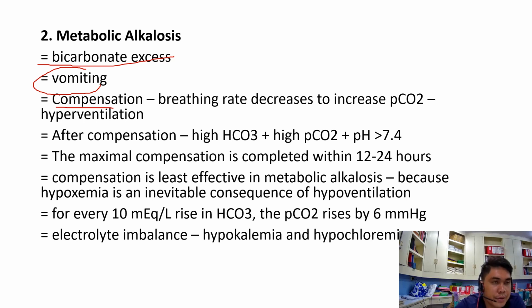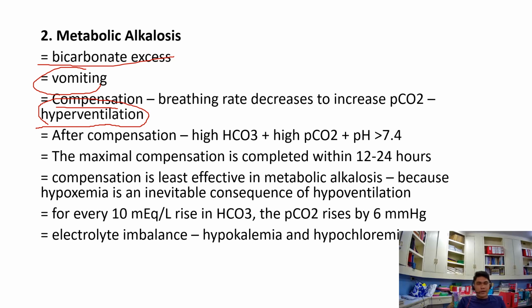And the compensation for metabolic alkalosis, since there is alkalosis, should be hypoventilation, not hyper, but hypoventilation. The purpose of hypoventilation is to reduce the elimination of CO2, to increase the concentration of CO2. So increase CO2, decrease pH. The problem is alkalosis, right? So to compensate for that, you need to lower the pH by increasing the CO2 level. And to increase CO2 level, your body needs to perform hypoventilation.